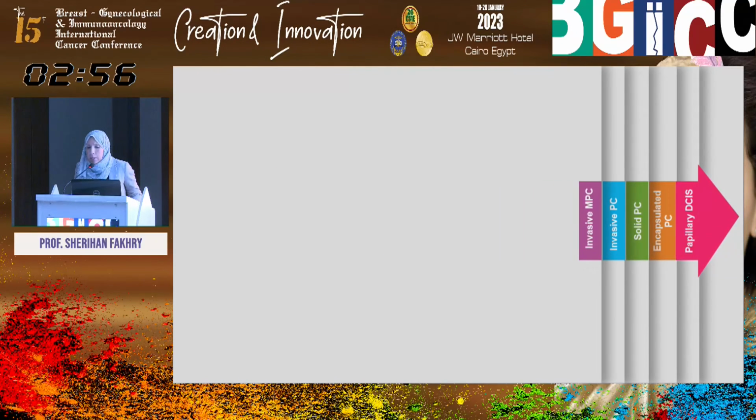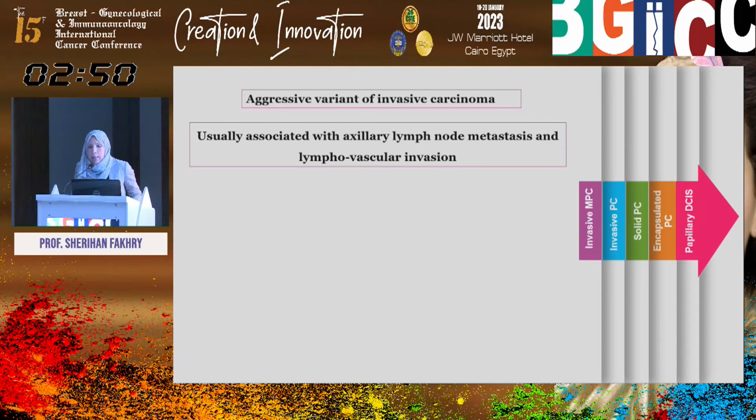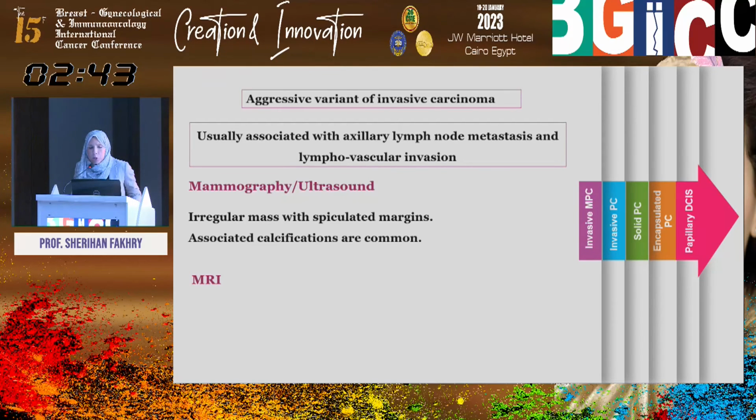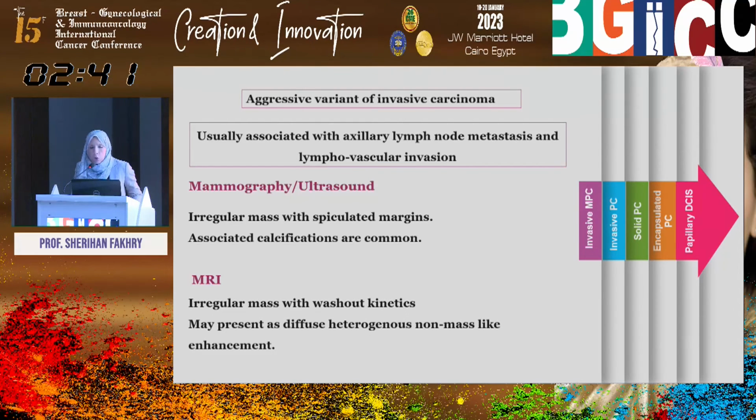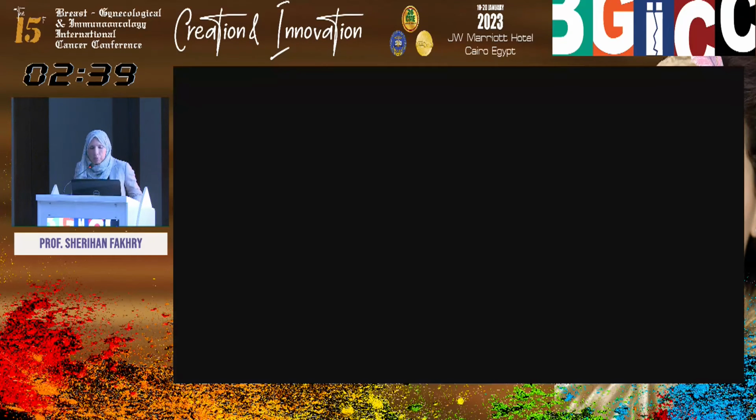The last entity is the invasive micropapillary carcinoma. It is an aggressive variant of invasive carcinoma and usually associated with axillary lymph node metastasis and lymphovascular invasion. The imaging features are similar to any frankly malignant lesion with aggressive features.